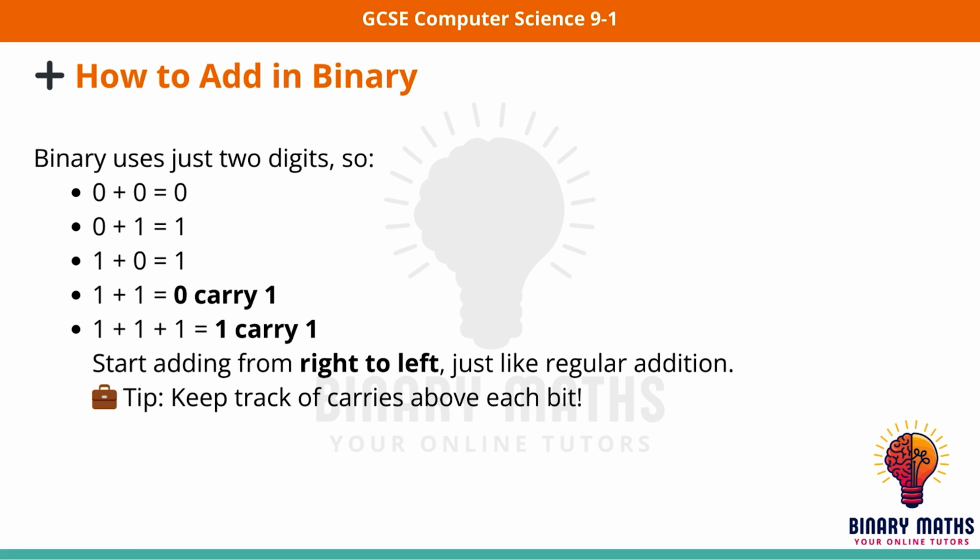So let's have a go. Let's add 1010 and 0111. Start from the right, carry over ones, and combine. You should end up with 10001, which will give us 17. Now the easiest way again to add these up is to use the place value table to help you do this. It's very straightforward.